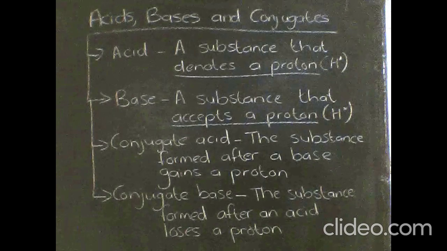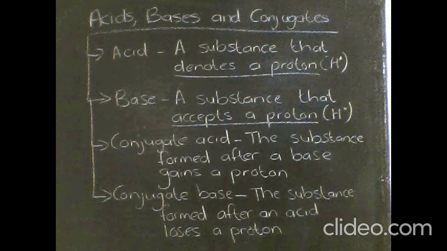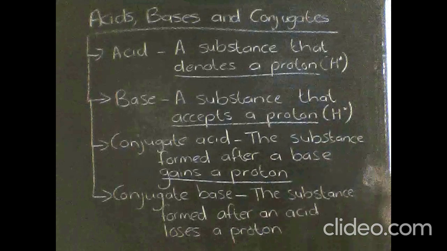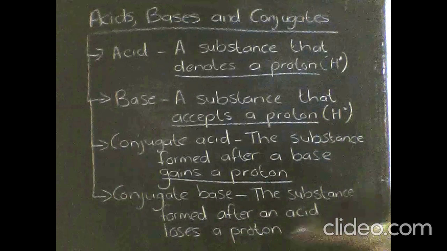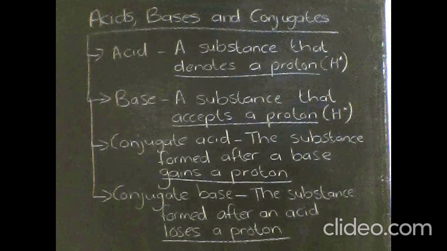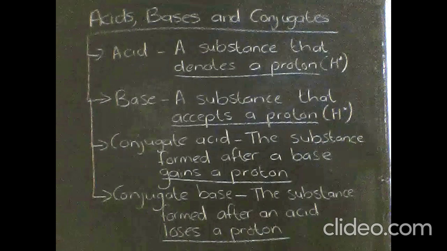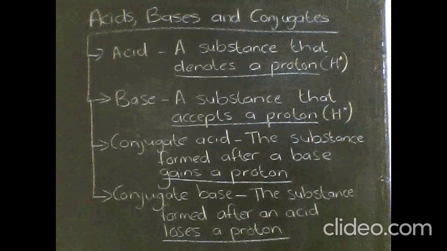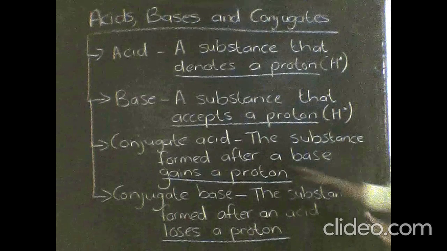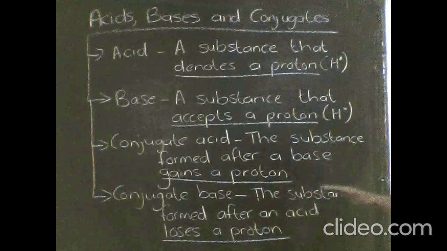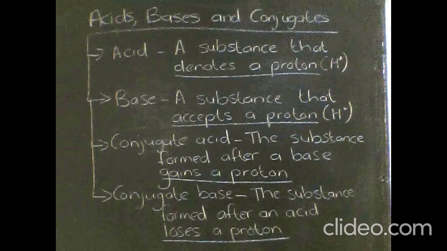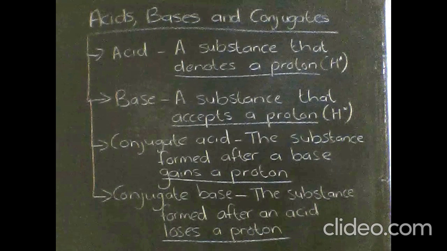So a conjugate acid is the substance formed after a base gains a proton. And a conjugate base is a substance that is formed after an acid loses a proton. So let's just recap quickly. Acid donates a proton. A base accepts a proton. A conjugate acid is formed after the base gains a proton, but a conjugate base is the substance that is formed after the acid loses a proton. Let's continue on with an example.